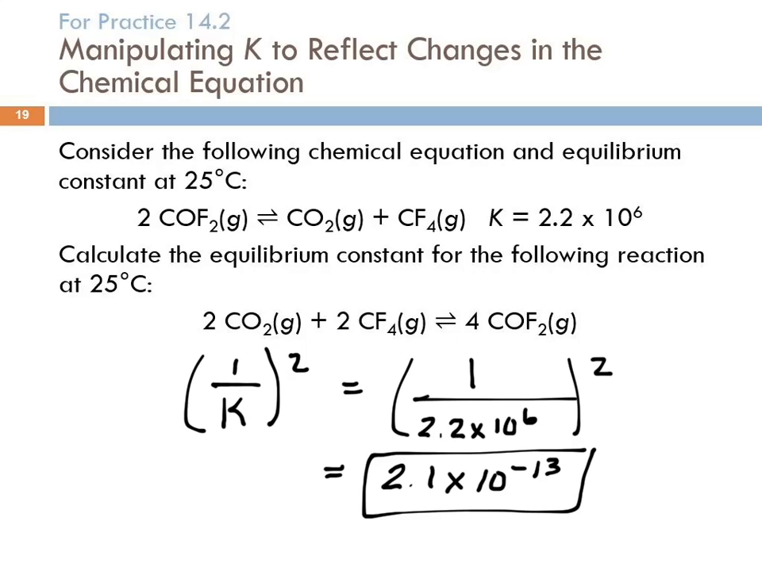Does that favor the reactants or the products? Reactants. That favors the reactants, right? There's a lot of reactant and very little product, which makes sense because we're not really changing anything, are we? We're just writing the equation backwards. Any questions?